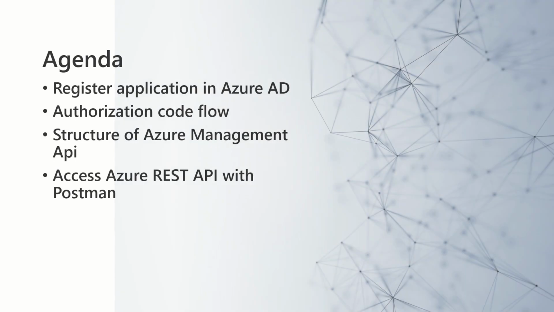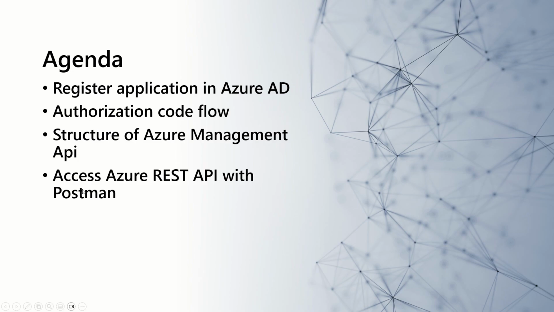Now, since this is the first video, the agenda is fairly simple. I'll show you a method to register an application in Azure AD, a very high-level overview of how authorization code flow works when you're trying to access an API. Then the structure of Azure management APIs or endpoints, to be very precise: how you can construct one in terms of the resource that you're trying to access. And lastly, I'll show you how you can use that endpoint to access a specific resource with the help of Postman.